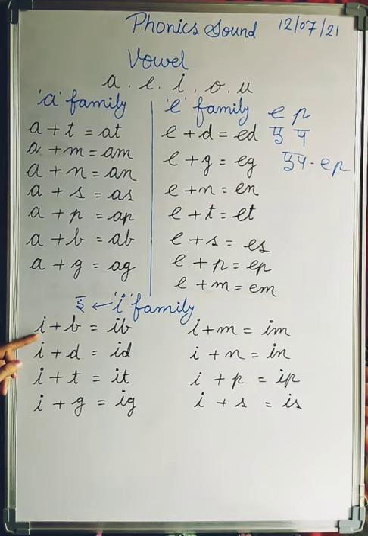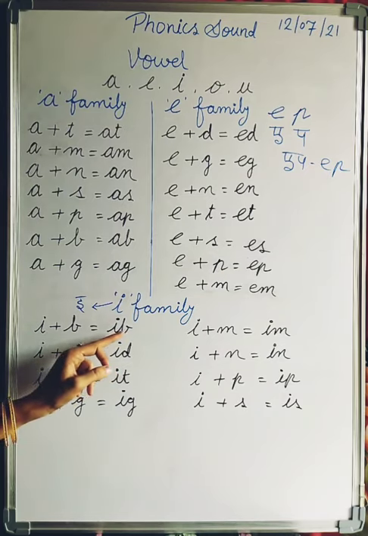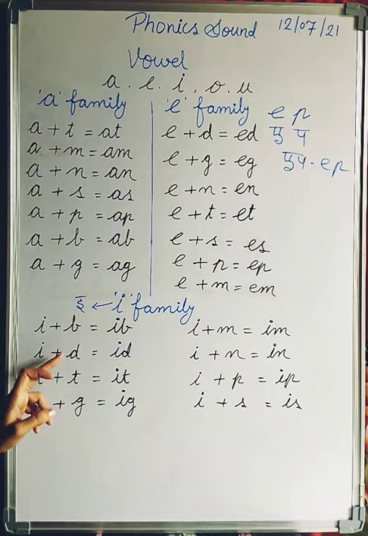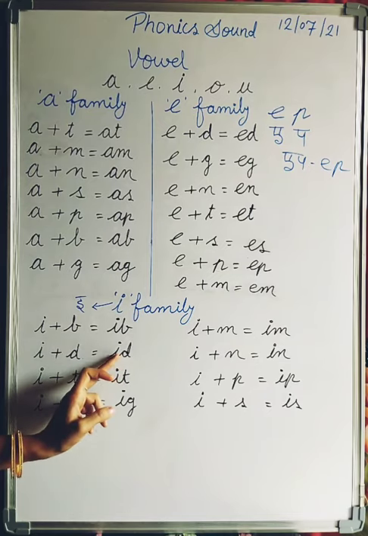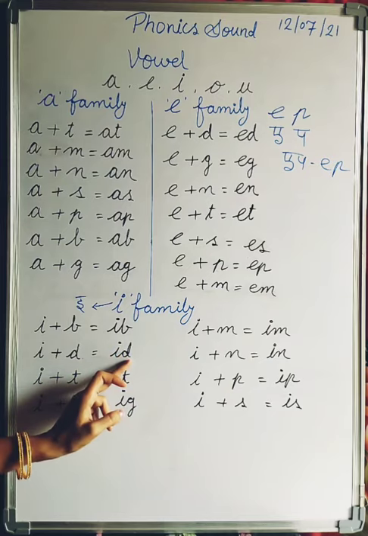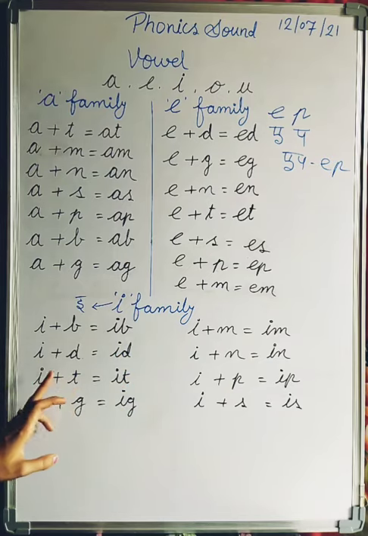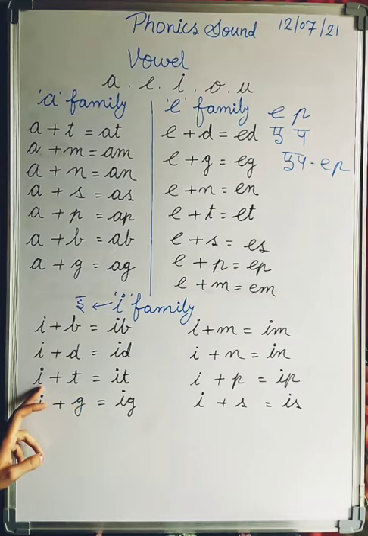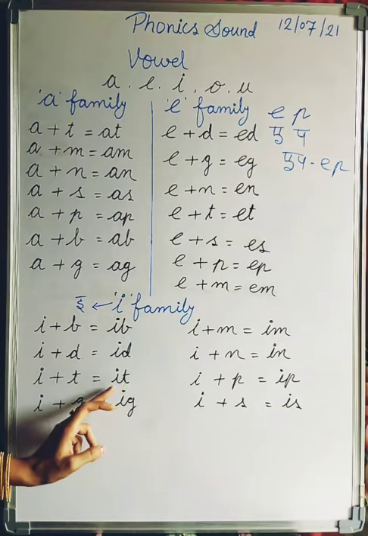So let's learn I, B. Sound of this I, E. And sound of this B, B. E, B. Ib. I, D. The sound of this I, E. And the sound of this D, D. E, D. I, D, it. I, T. This I makes the sound like E. And this T makes the sound like T. It.